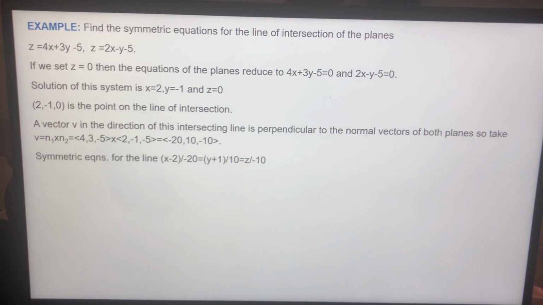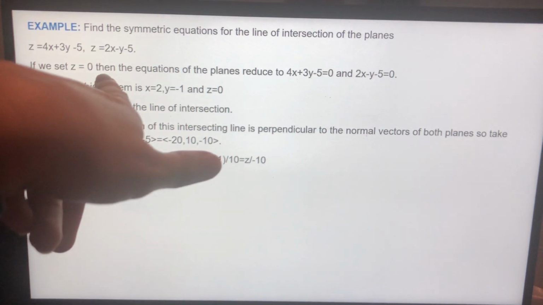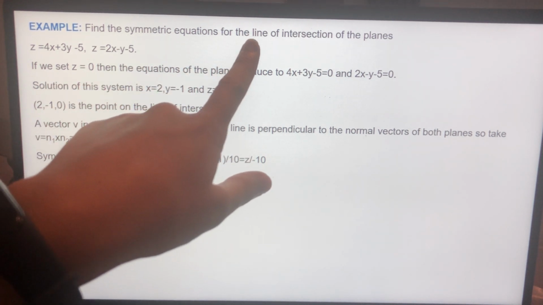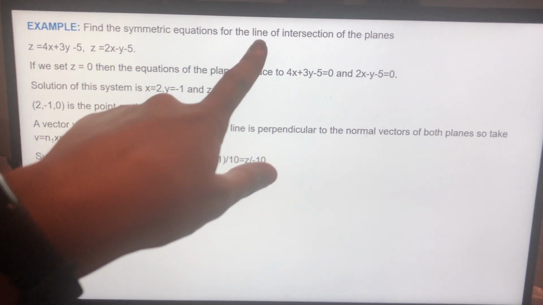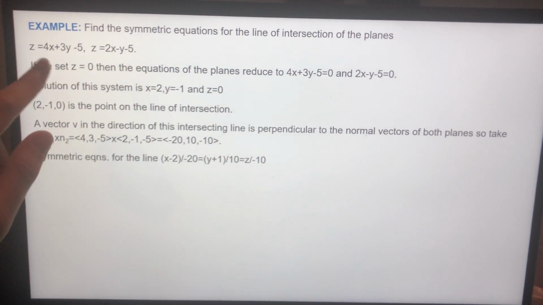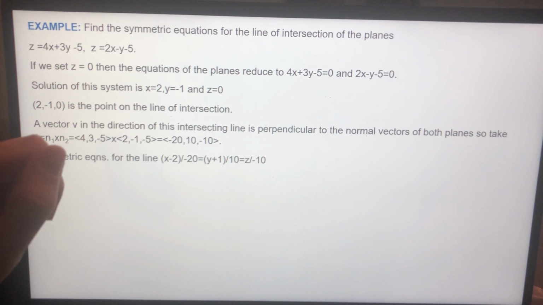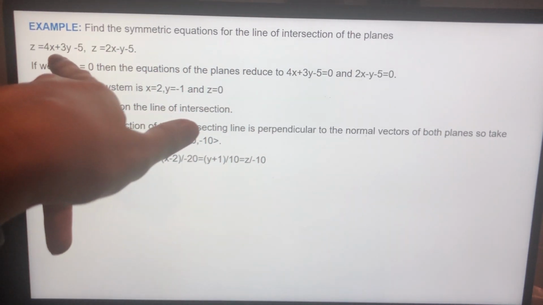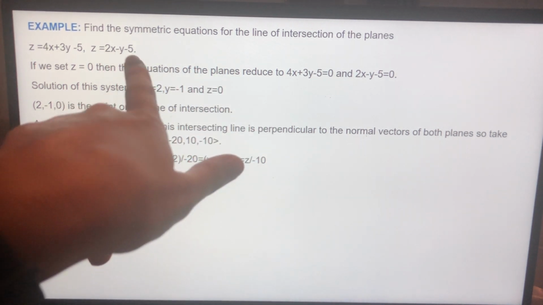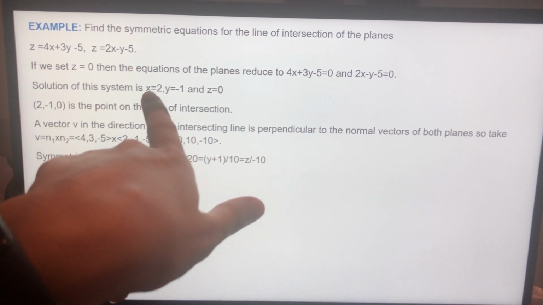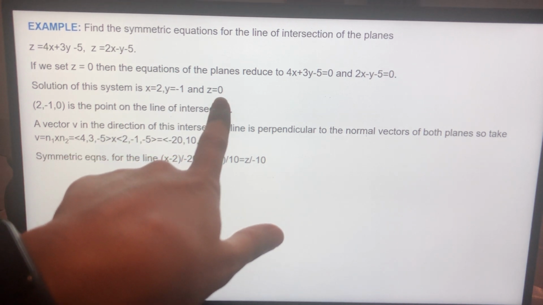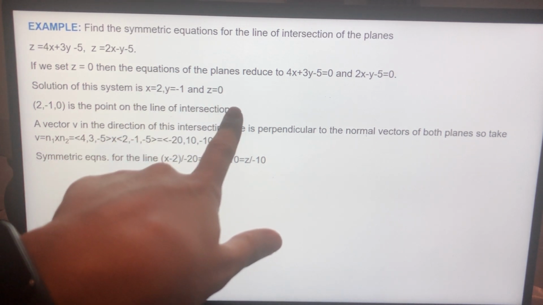So if you set z to 0, you are trying to find a point because you are trying to write the equation of a line. What do you need? A direction and a point. To find the point of this intersection, we can assume z is 0 and solve these equations together. So if z is 0, 4x plus 3y is 5, 2x minus y is 5, you can easily solve them together and you will get x is 2, y is minus 1, z we already assumed as 0. So this is your intersection point.